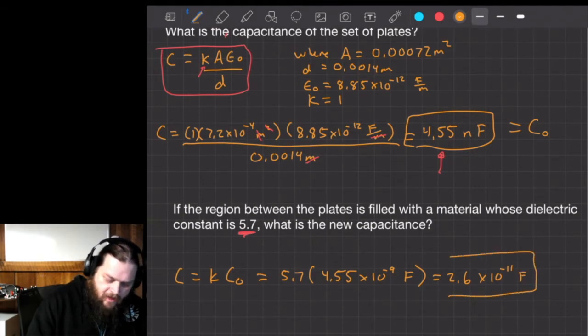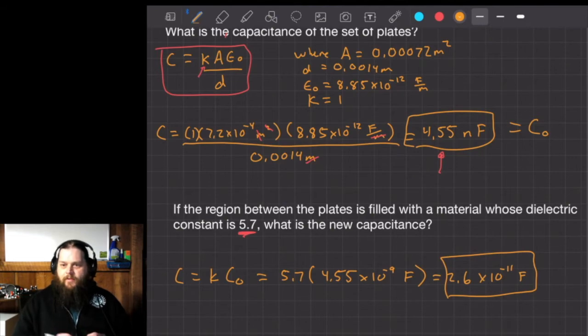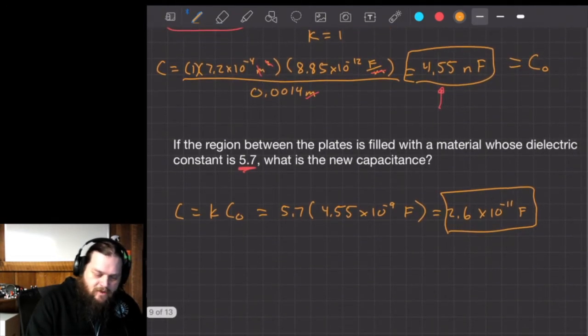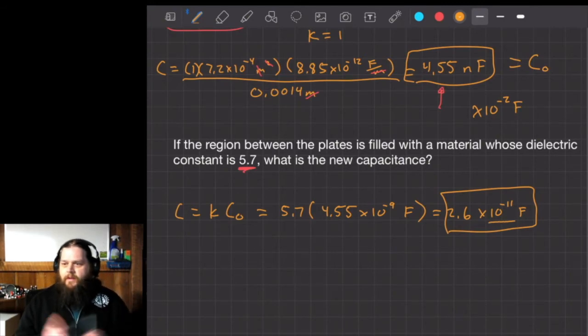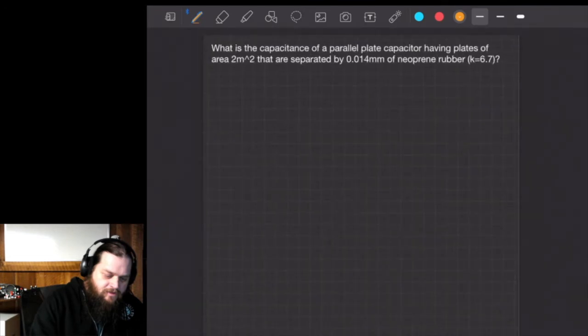And that is the capacitance of that same capacitor, but now we've filled it with a dielectric that has a constant of 5.7. So you notice the difference in this. This was times 10 to the negative 12 farads. This is 10 to the negative 11. So the capacitance has actually gone up quite considerably just by adding a little bit of a dielectric. The same material is being used otherwise, just filling that air gap between those plates gives you much higher capacitance.